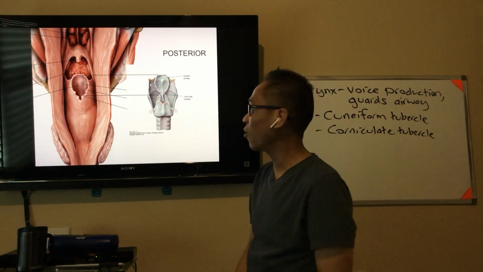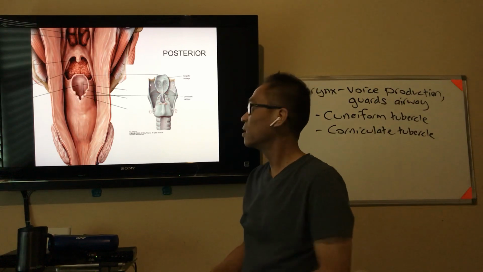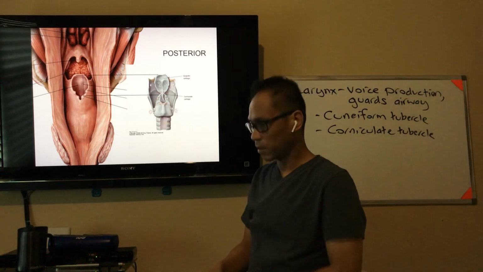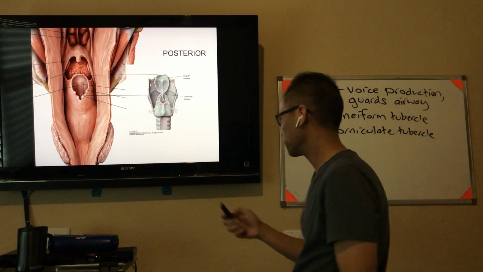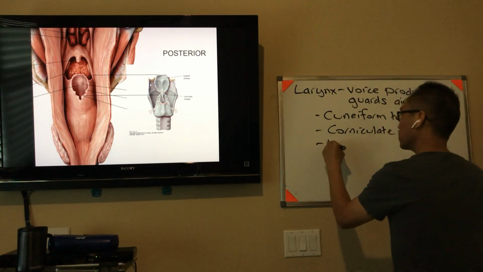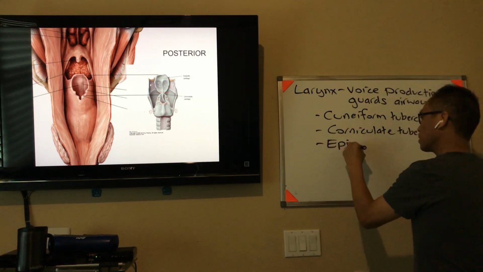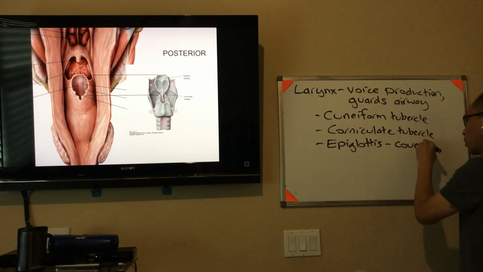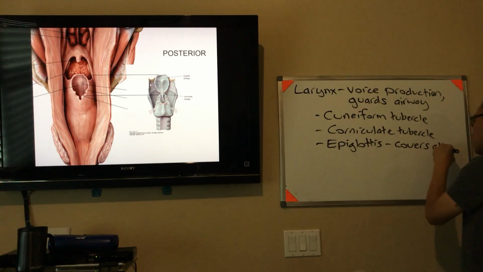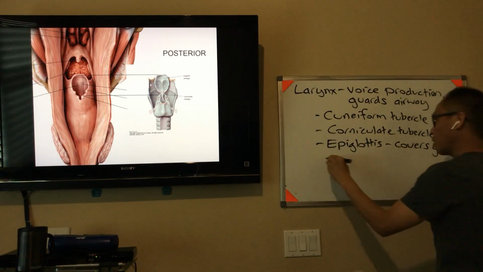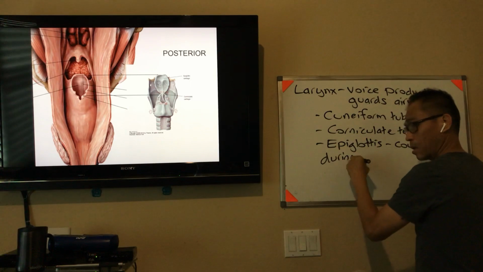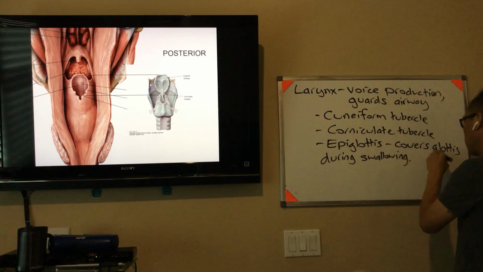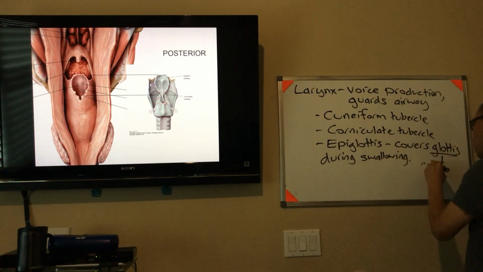And the reason why it guards the airway is this flap of cartilage called the epiglottis. When you swallow food, it comes down and it guards the airway, which is right here, called the glottis. So I'll call it the epiglottis. Covers or guards the glottis during swallowing. The glottis is your quote unquote airway.